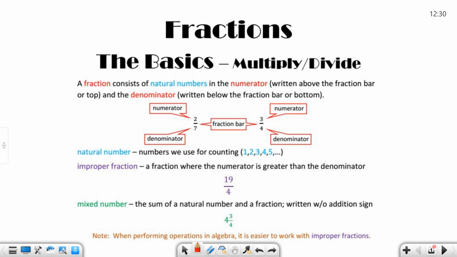Now, if you're in someone else's math class, you want to find out what it is they want you to do. Okay?